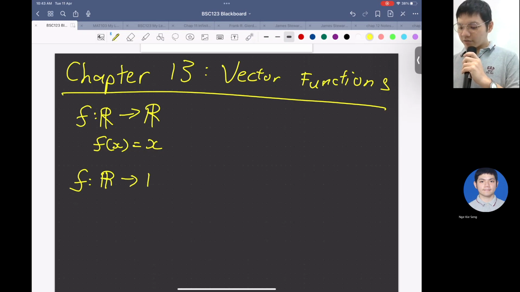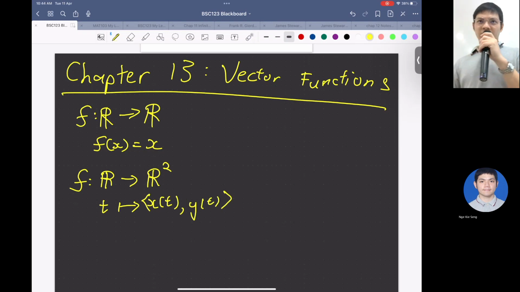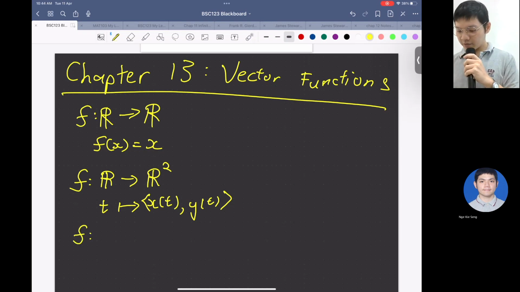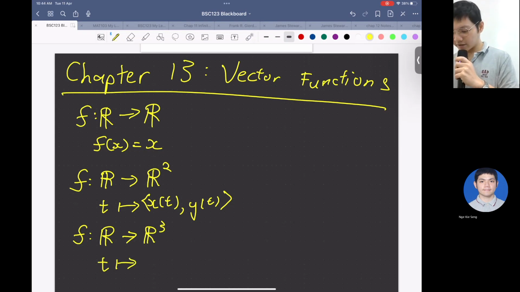you didn't realize, but you were doing R to R2. You have a t, and then you give x(t) and y(t). So you write the coordinates in terms of one dimension, which is time. That was up to R2, and in this topic we will learn up to R3. For this course, I think the highest dimension is R3, so we just learn up to R3.